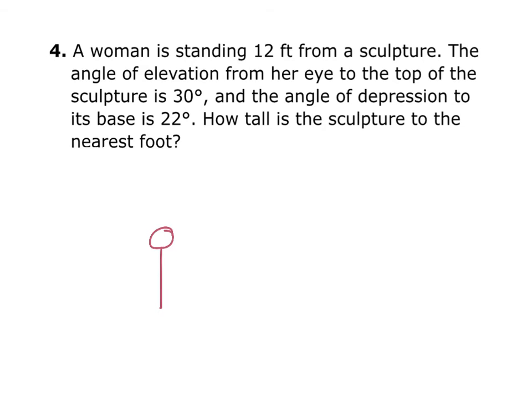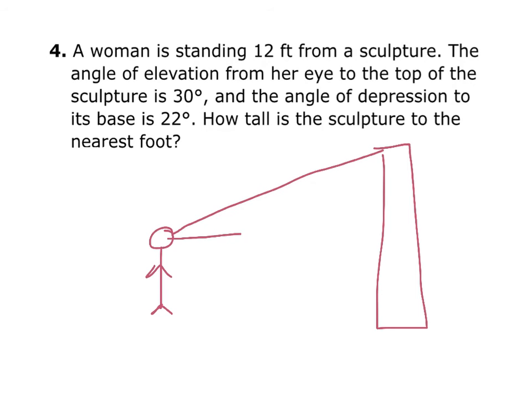So we have a lady who's standing 12 feet from a sculpture. So here is our sculpture. The angle of elevation from her eye to the top of the sculpture is 30 degrees. So if we drew a horizontal line to the sculpture and her eyesight's going up to the top of it, this angle here is going to be 30 degrees. The angle of depression to its base is 22. So where would that 22 degrees go?